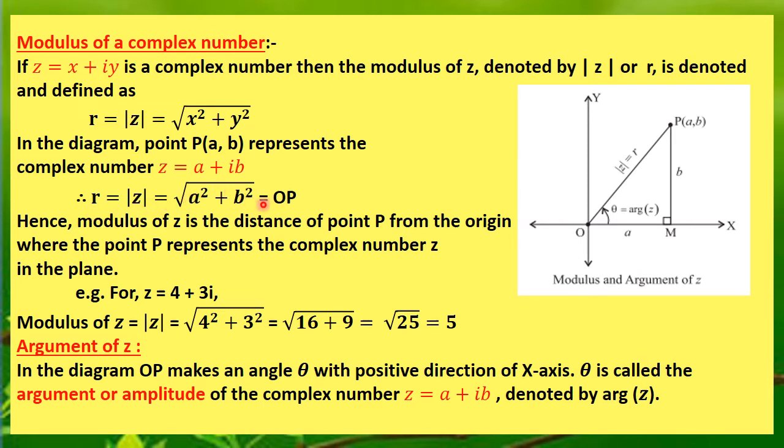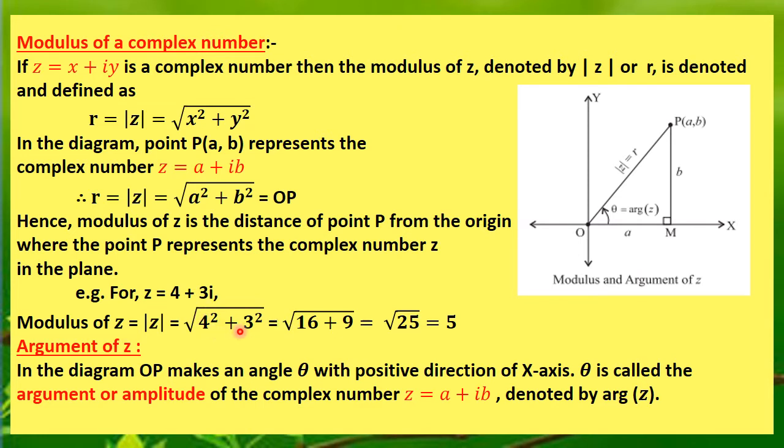So we can say that the modulus of z is the distance of point P from the origin, where the point P represents the complex number z in the plane. For example, z = 4 + 3i. Modulus of z is equal to root of 4 square plus 3 square.